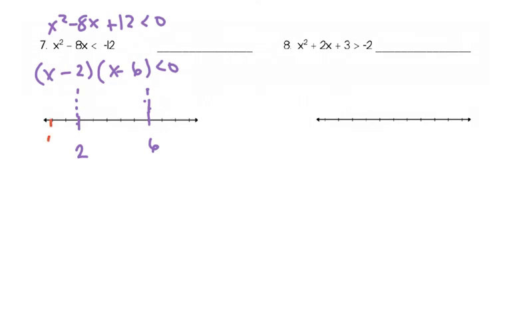Like over here, I love to use 0. If I can use 0, it just is so easy because you just put in 0 squared minus 8 times 0 plus 12. So that would give me 12. Is 12 less than 0? No. So that's a frowny face.